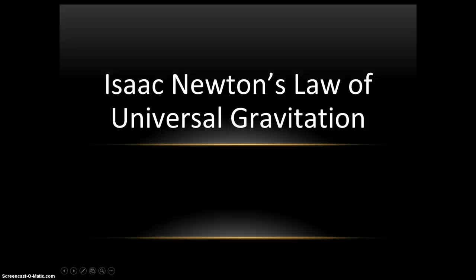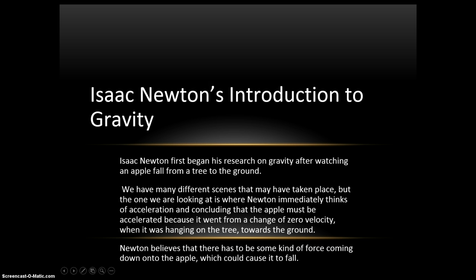Alright, so we're going to talk about gravity. We're going to talk about Isaac Newton's law of universal gravitation. Isaac Newton was, of course, a former astronomer who was born on January 4th in the year 1643, and unfortunately, he had to die, like most people, on March 31st of the year 1727.